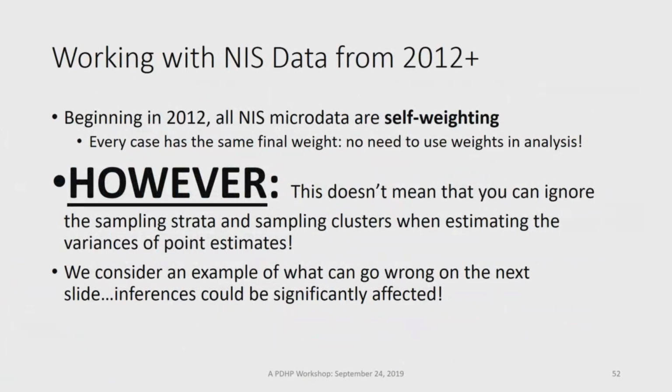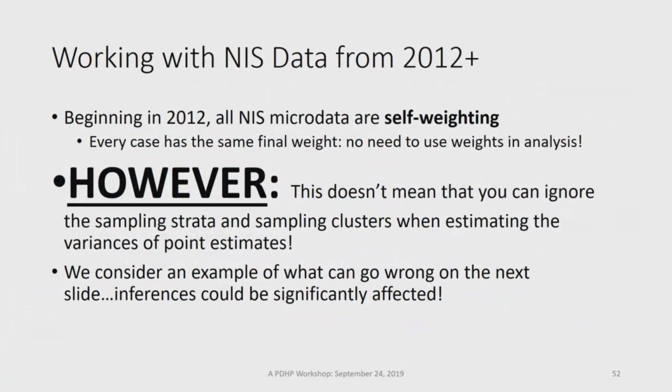The self-weighting sample. So that means as a secondary analyst, you don't need to worry about the weights. The people designing the sample are telling you that everybody has the exact same weight. So you don't need to worry about the weights in analysis. But as I say here, this does not mean that you can ignore the sampling strata and clusters in variance estimation. Just because you hear that a probability sample or a complex sample is self-weighting, that doesn't mean that the other design features don't need to be accounted for when you calculate your standard errors. We still want to make sure to account for those in that case.